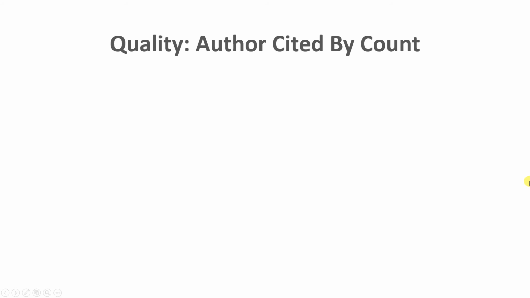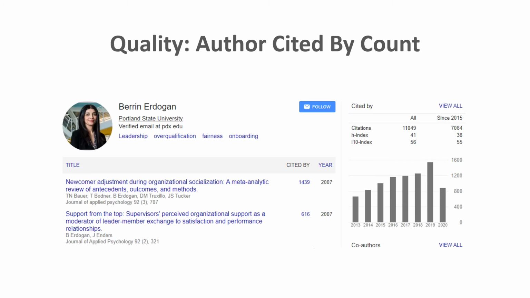We can also think about another related quality indicator, which is the author cited by count. This is where we look at a given author, such as Baron Erdogan here at Portland State University, and we see how many citations they have had across all of their known publications. This is something that's captured by Google Scholar. And so you'll see here that we have the citations. Current at this point in time, when I pulled this information, Baron had 11,049 total citations.